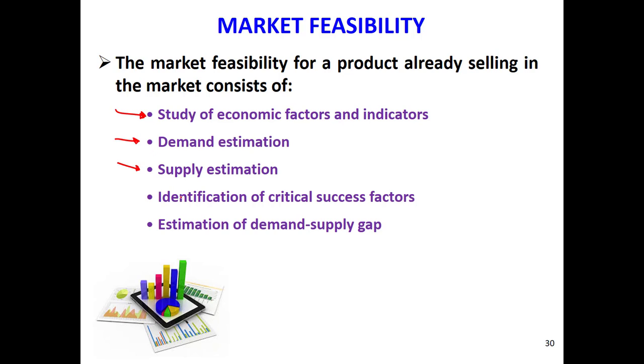Okay, identification of critical success factors. So you need to know what will be the critical success factors in your investment, and then how far you are from those factors. And also the demand-supply gap. Okay, how much is demanded, how much you can supply. So the difference between these two gives you some idea about the market feasibility.